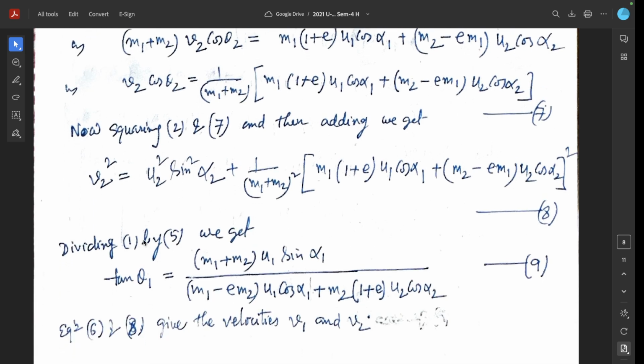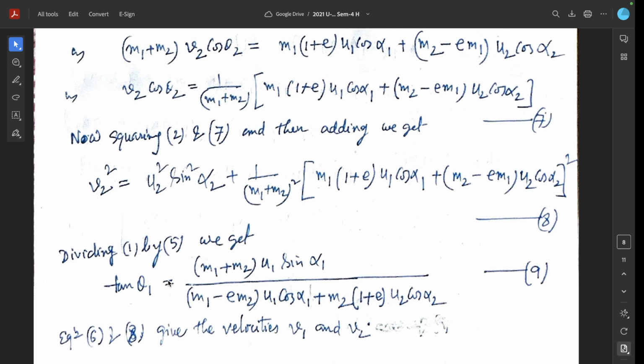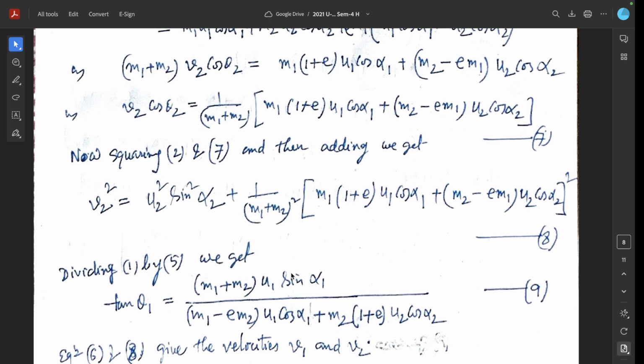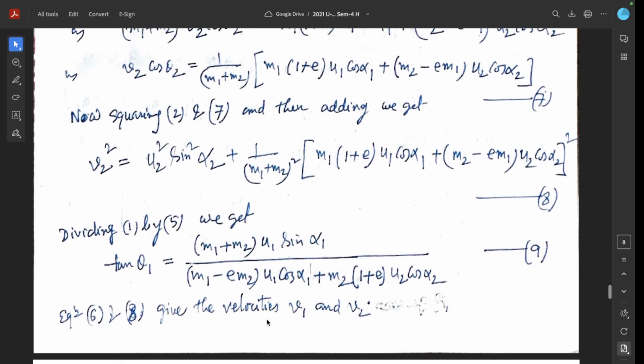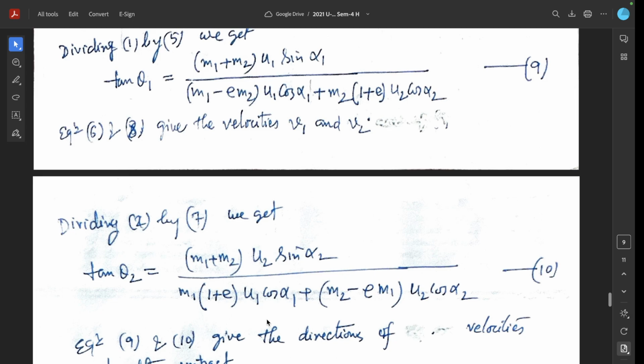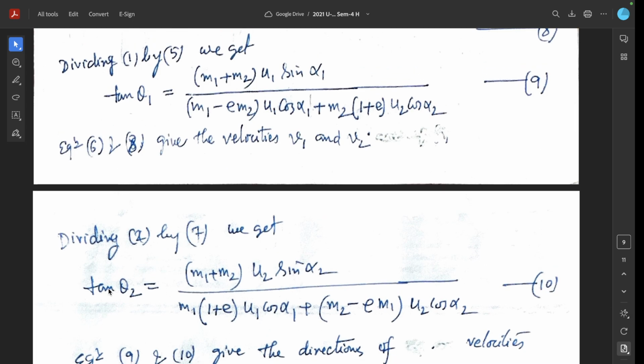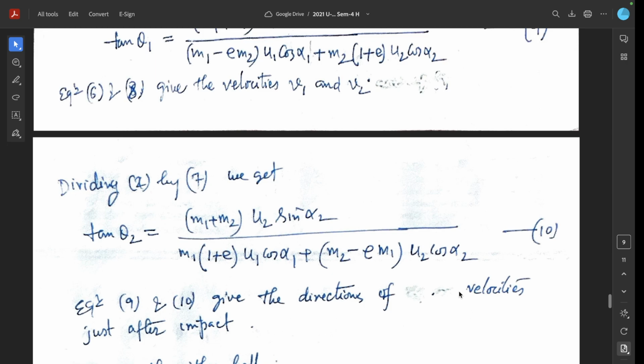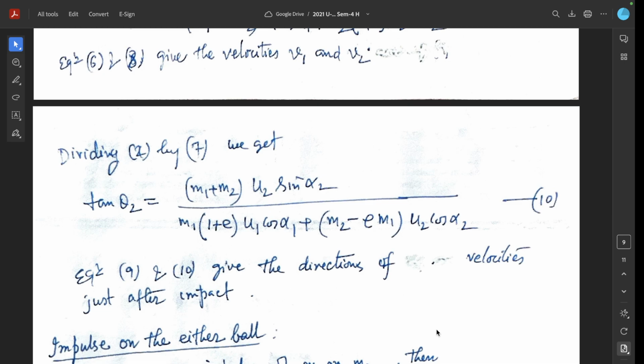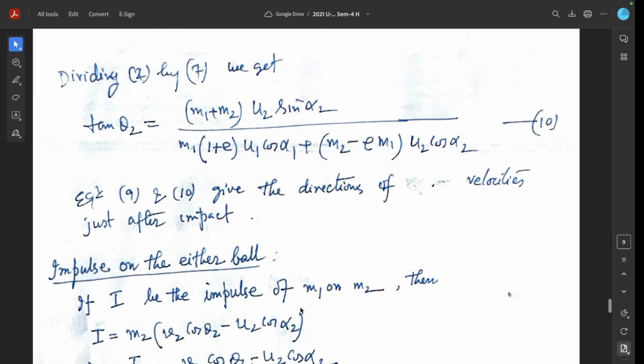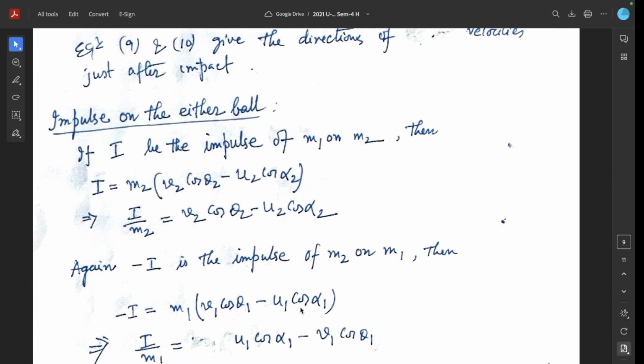Dividing 1 by 5 we get tan theta 1 equal to this, and dividing 2 by 7 we get tan theta 2 equal to this equation 10. Now 9 and 10 give the direction of the velocities v1 and v2 just after impact. Now the impulse on either ball.